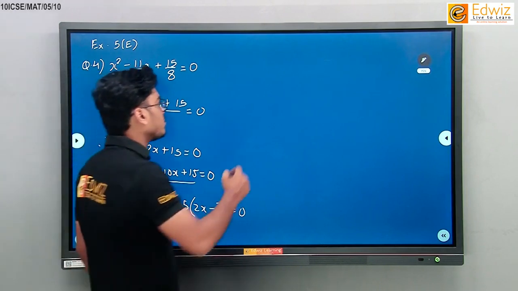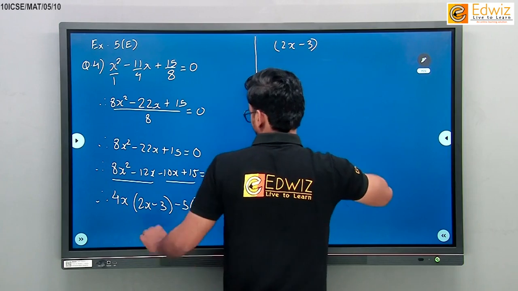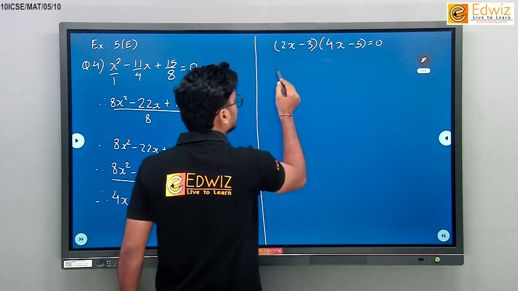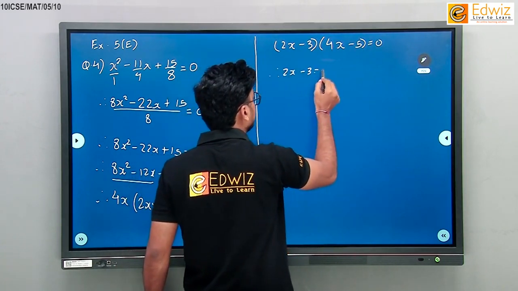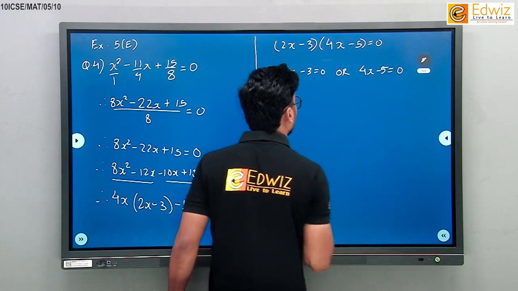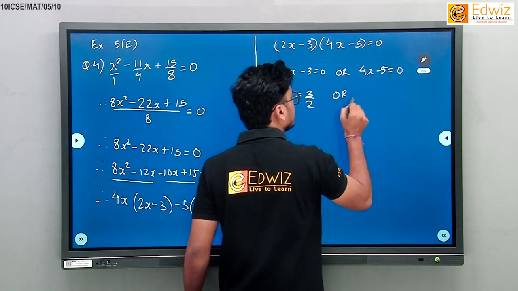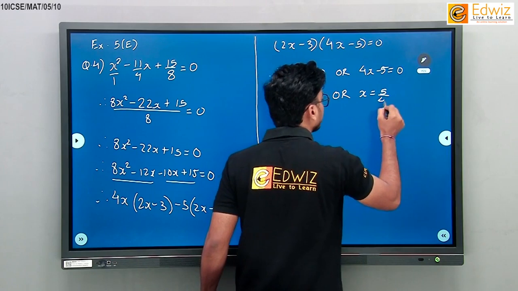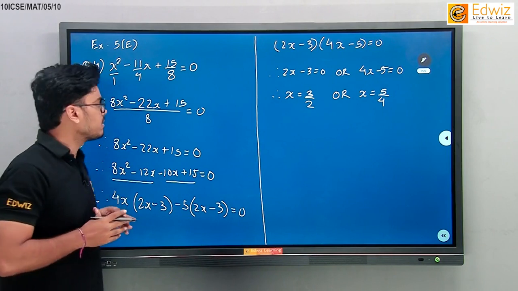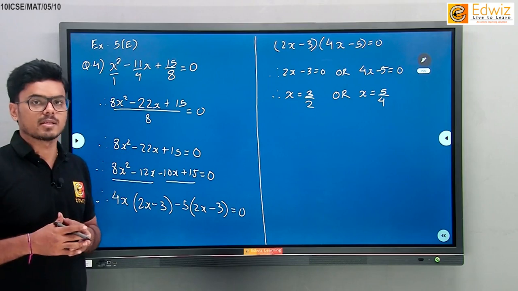Now as you can see, 2x minus 3 is common here. Let us take it outside. And the second bracket is 4x minus 5 equal to 0. So the value of 2x minus 3 is 0 or 4x minus 5 is 0. That means x is 3 by 2 or x is 5 by 4. This is the solution for x. A very simple quadratic equation. Now let me give you some time to note this down. Take 30 seconds. Then we'll go to the next question.